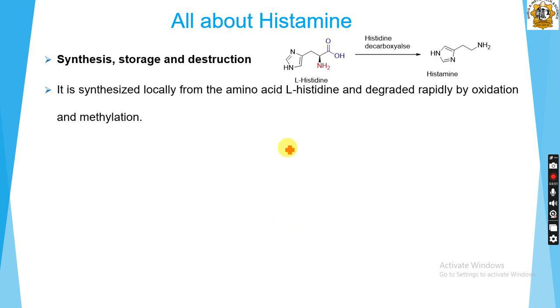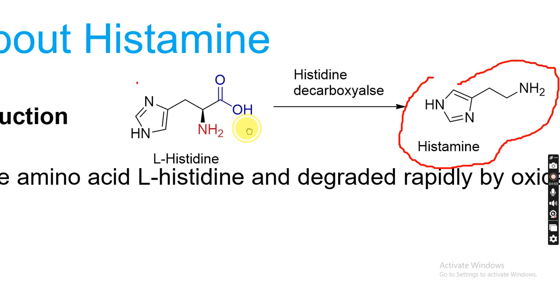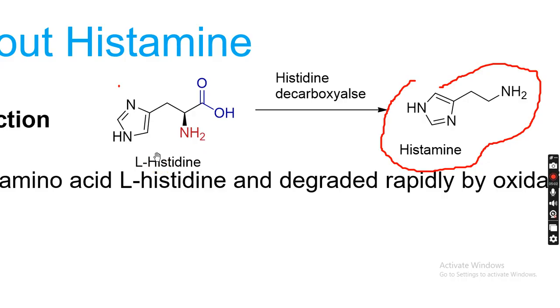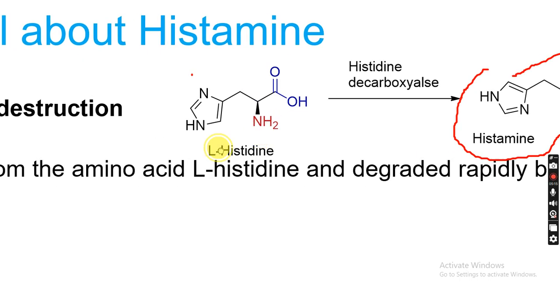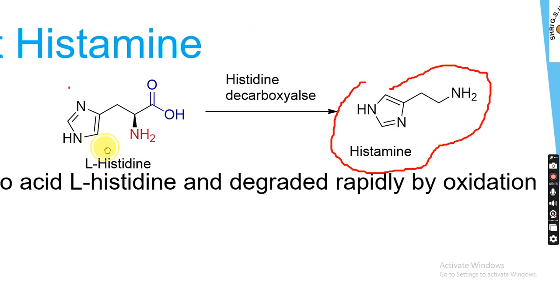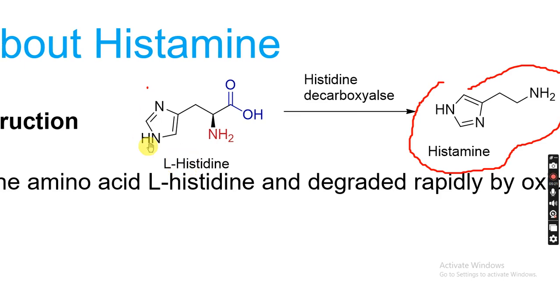So how is it synthesized? As already mentioned, this is your amine, and it is synthesized from histidine, which is an amino acid, via histidine decarboxylase. As you can see here, this carboxylic acid is removed. And this is one of the most important amino acids, which I already discussed in our class, acidic or basic both.